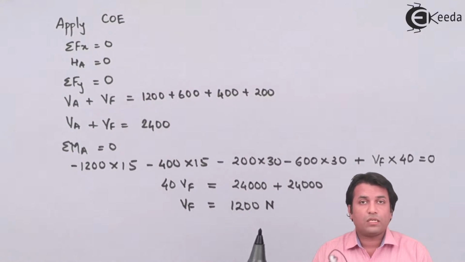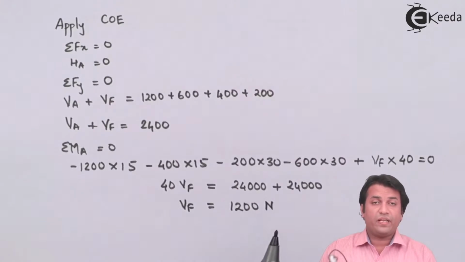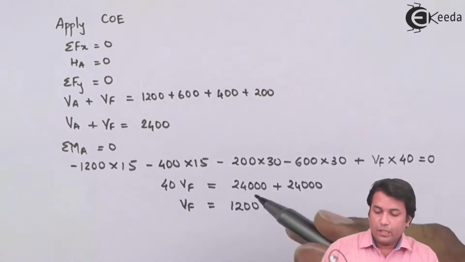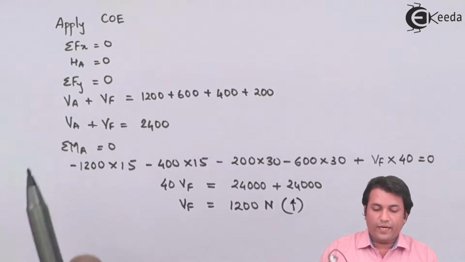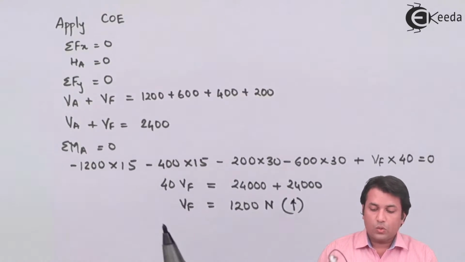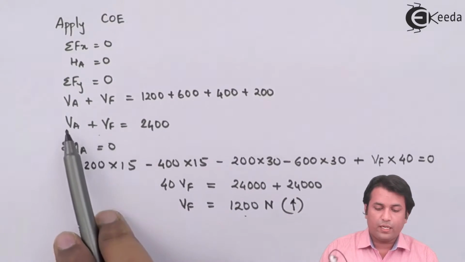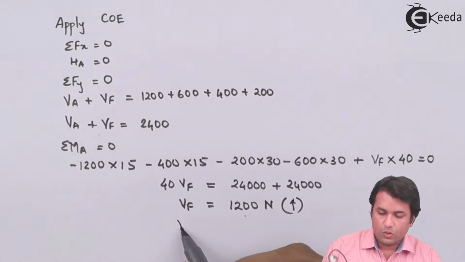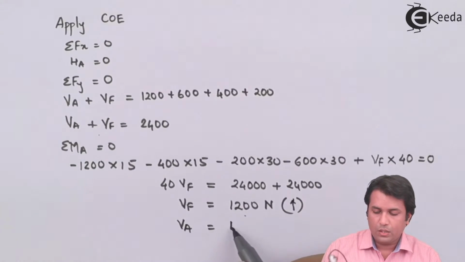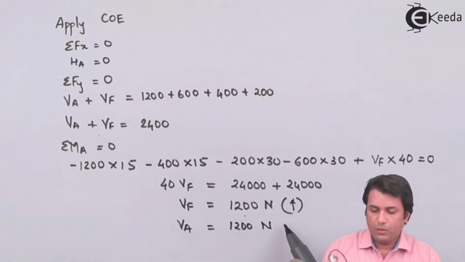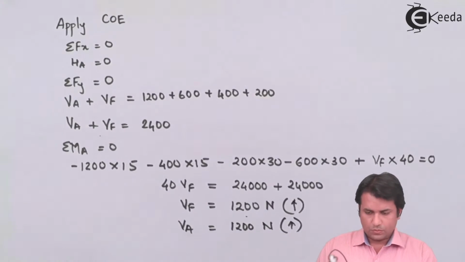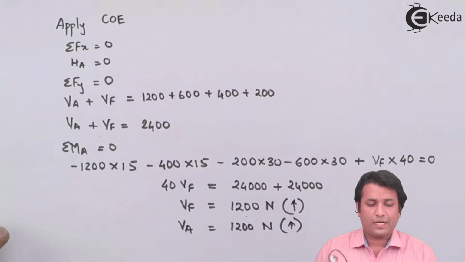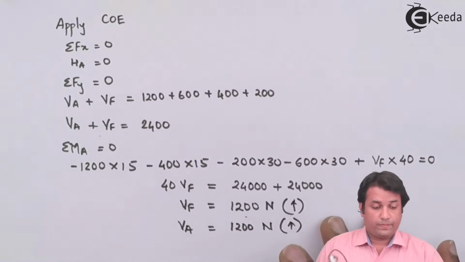Since the answer is coming out as positive, that means my assumption of the reaction force acting upwards is correct. So I can just show that with an arrow over here. Now, I need to find out the reaction force at A. So I'll substitute this value in this equation and find out the reaction force at A. So I'll get it as again 1200 newtons acting upwards. So I have found the support reactions for the given truss.